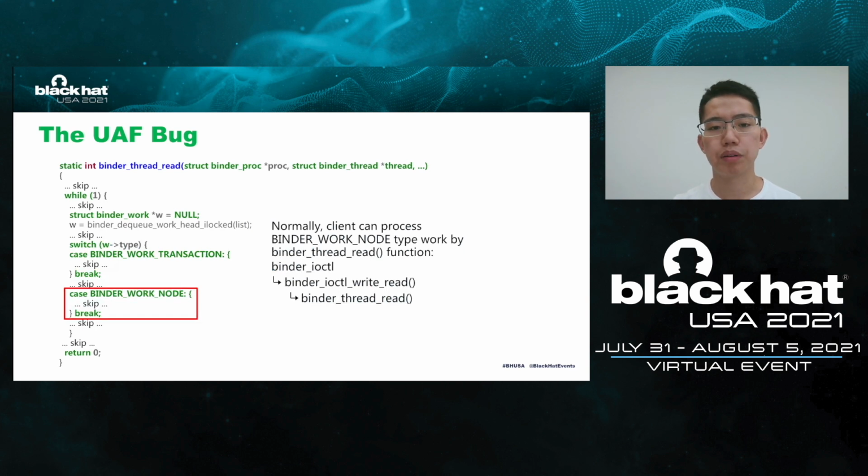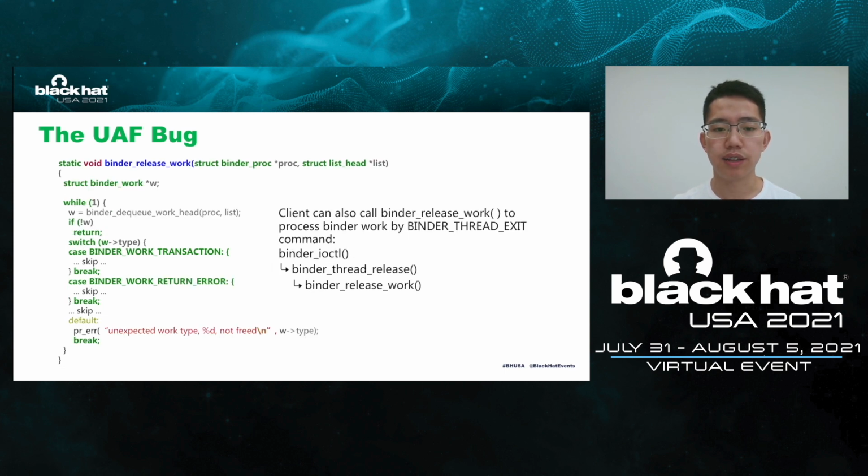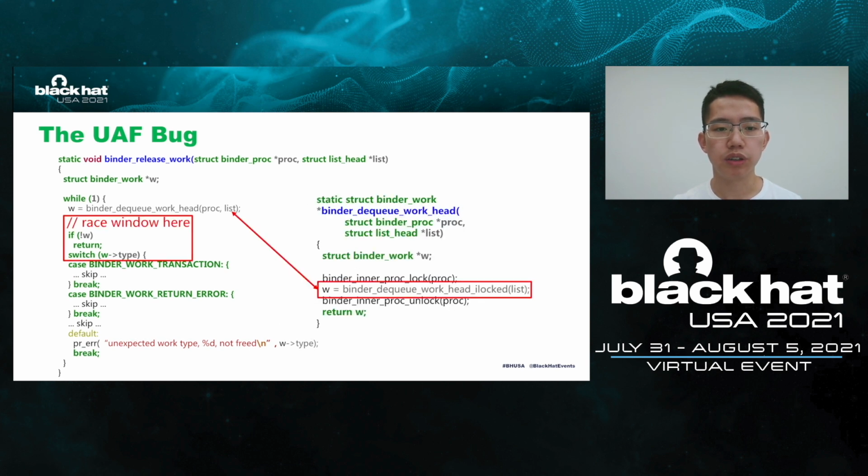Normally, the client can process BINDER_WORK_TRANSACTION type work by the binder_thread_read function. However, there is another way to process Binder work, which is by sending BC_FREE_BUFFER or the thread exit command to trigger the binder_release_work. But this function has a risk problem. After w is removed from the list, there is no lock protection anymore. So there is a risk window before accessing w->type. If the binder_work is released within this window, it will cause a UAF problem.